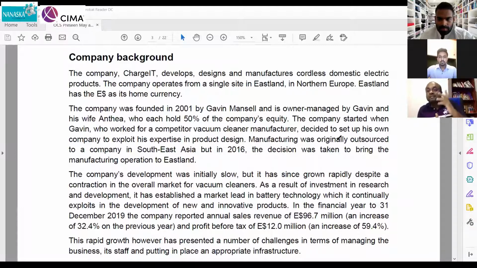So let's discuss that, which is coming in our mock number 3 on insourcing and outsourcing manufacturing. We will discuss it with mock number 3.